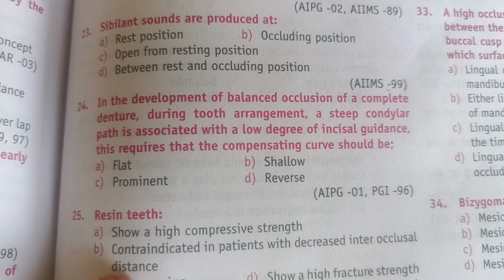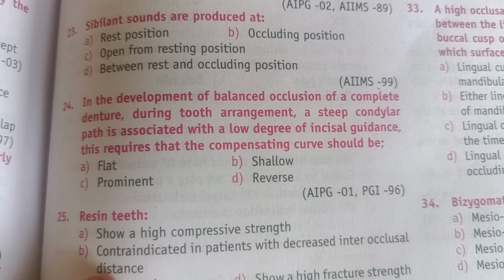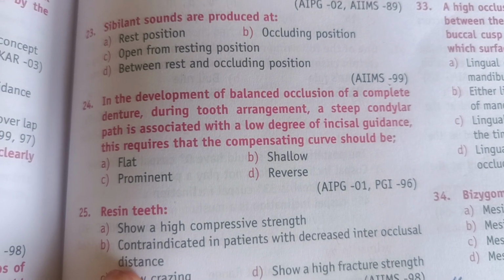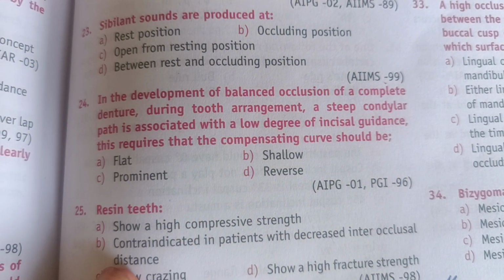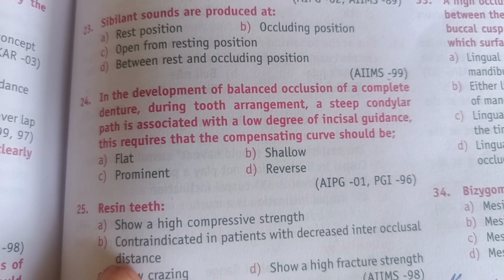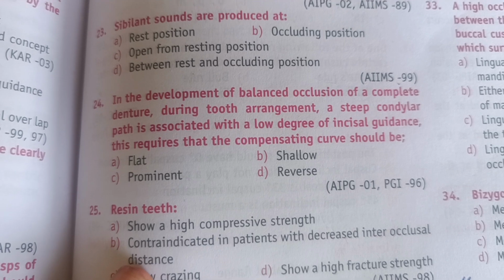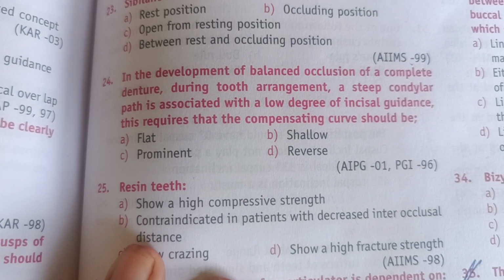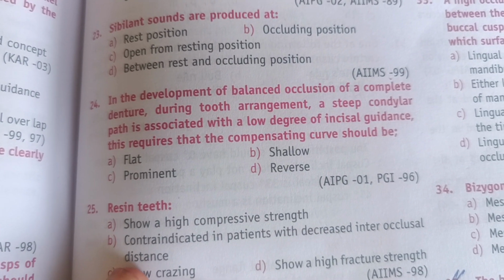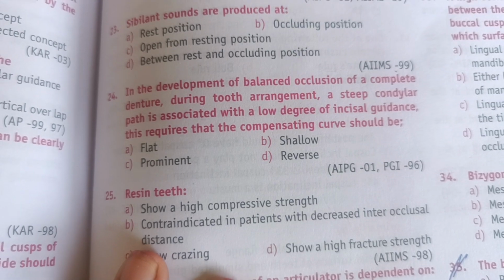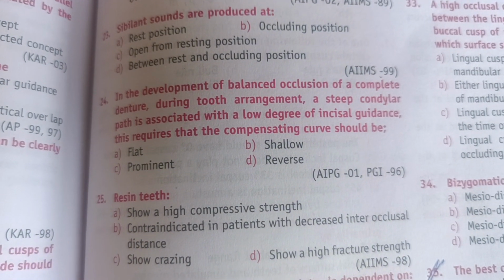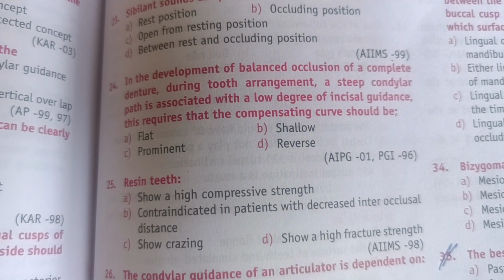Question number 24. In the development of balanced occlusion of a complete denture during tooth arrangement, a steep condylar path is associated with a low degree of incisal guidance. This requires that the compensating curve should be: flat, shallow, prominent, reverse. The correct answer is option C, prominent.